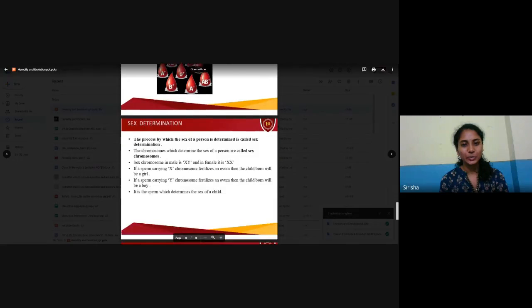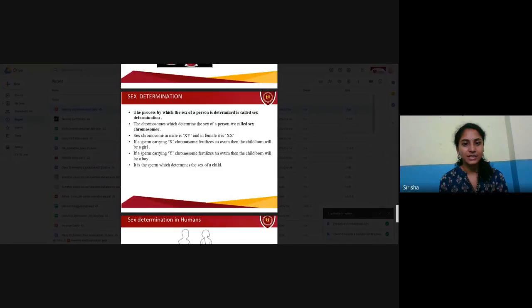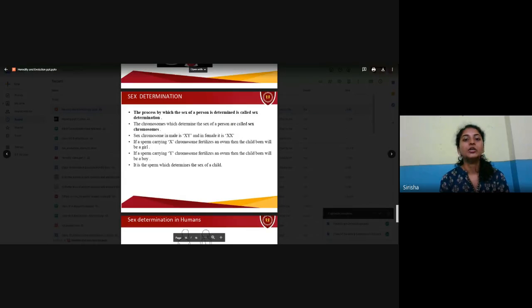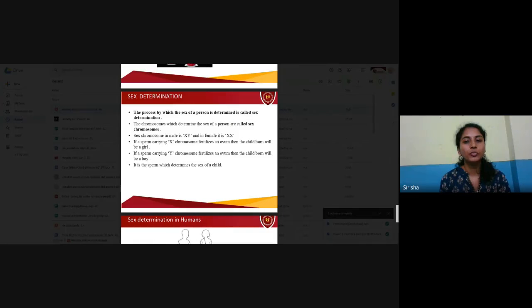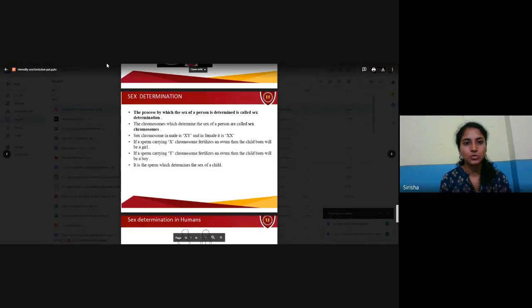Next is sex determination. The process by which the sex of a person is determined is called sex determination. The chromosomes which determine the sex of a person are called the sex chromosomes. Autosomes as well as sex chromosomes will be there. Autosomes are not responsible for the sex of the offspring, whereas the sex chromosomes are responsible for the sex of the offspring. Sex chromosomes in male are XY and in female XX.